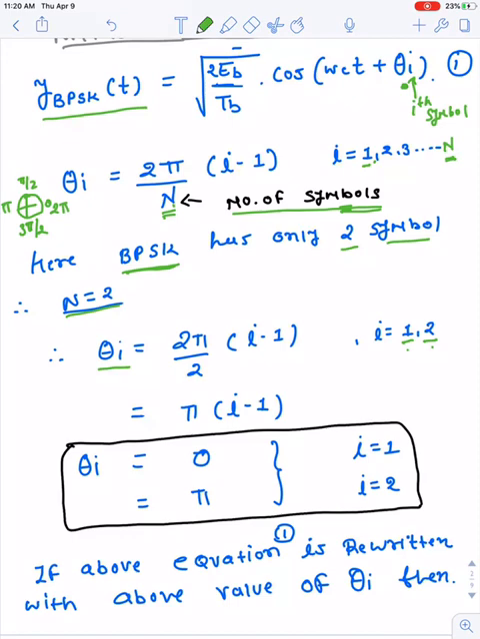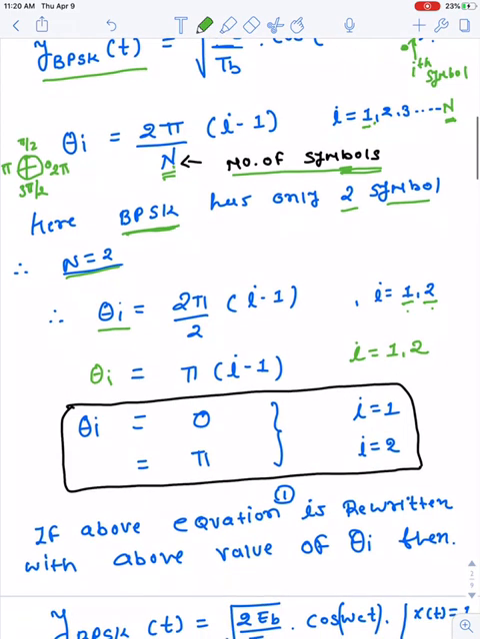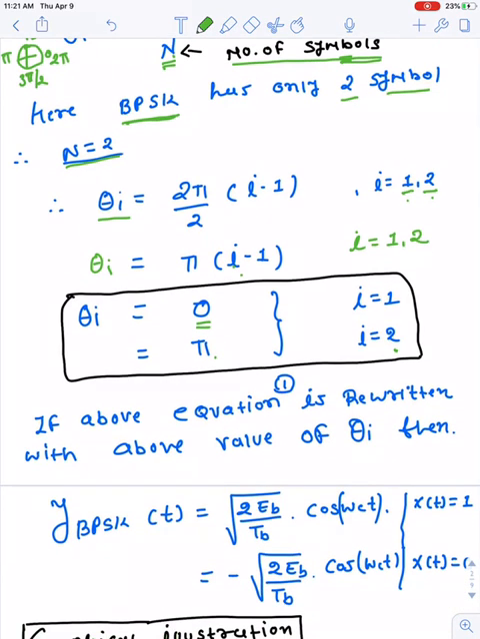The final equation remaining with us is theta i is simply pi multiplied with i minus 1, where i is an integer which can take only two values in binary phase shift keying, either 1 or 2. So first we place i is equal to 1 in this equation. So we get theta i is equal to 1 minus 1, 0. So we have a 0 phase. And if we place i is equal to 2 here, that is 2 minus 1, pi. So the two symbols in binary phase shift keying can be represented with two different phases, 0 and pi.